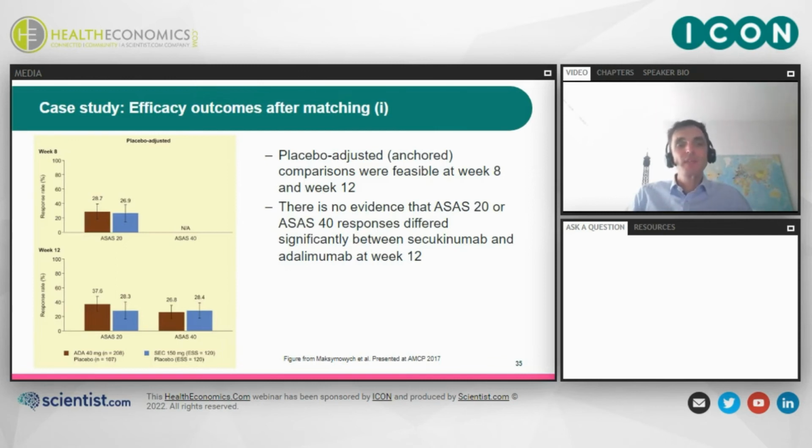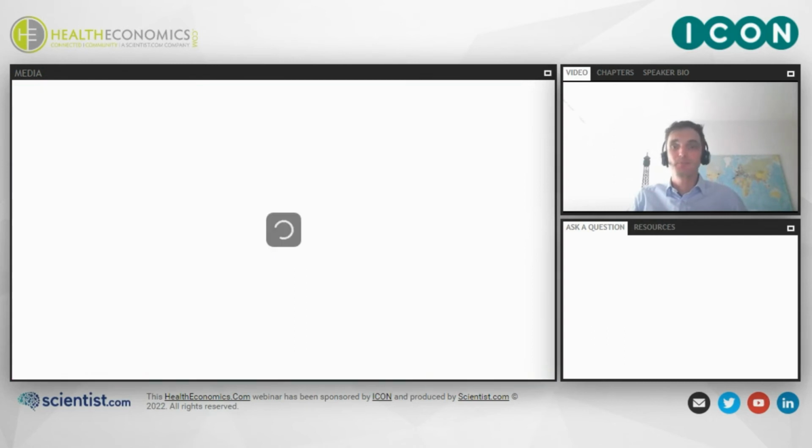The nice feature in this case study was actually that both anchored and unanchored comparisons were performed. So placebo-adjusted or anchored comparisons were actually feasible at early time points at week 8 and week 12. So anchored MAICs were performed at these early time points. And as you can see here, these anchored MAICs showed that there was actually no evidence that ASAS20 or ASAS40 responses differed significantly between the secukinumab and adalimumab arms at week 12 or 8.